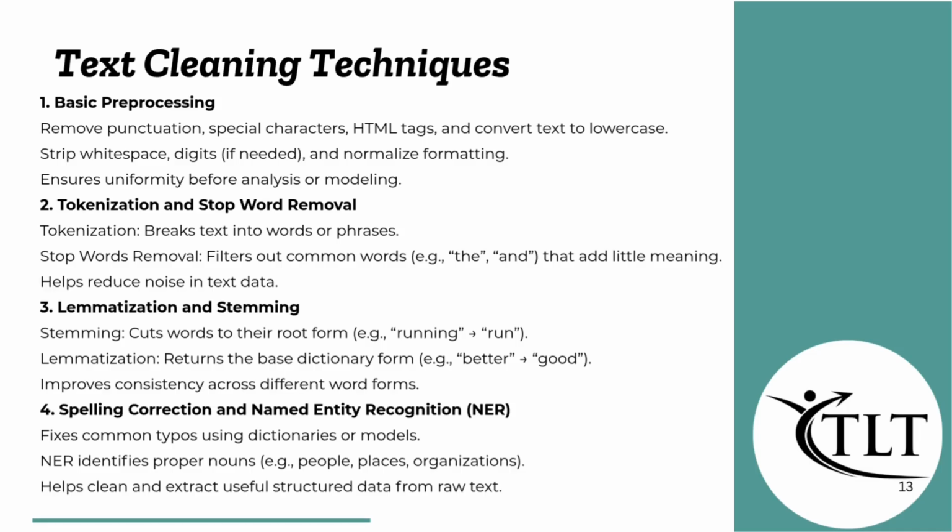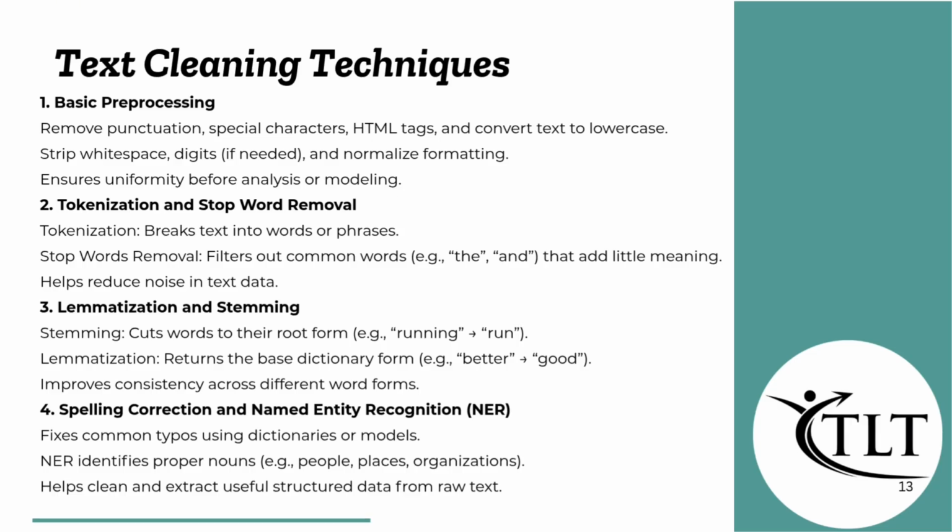Next, I will be talking about essential text cleaning techniques used in preparing unstructured data for analysis. So the first is basic pre-processing, and this step involves removing punctuation, special characters, and HTML tags from our text data. We also convert text to lowercase, strip unnecessary whitespace, and remove digits if they are not relevant for our analysis. Next is tokenization and stop word removal.